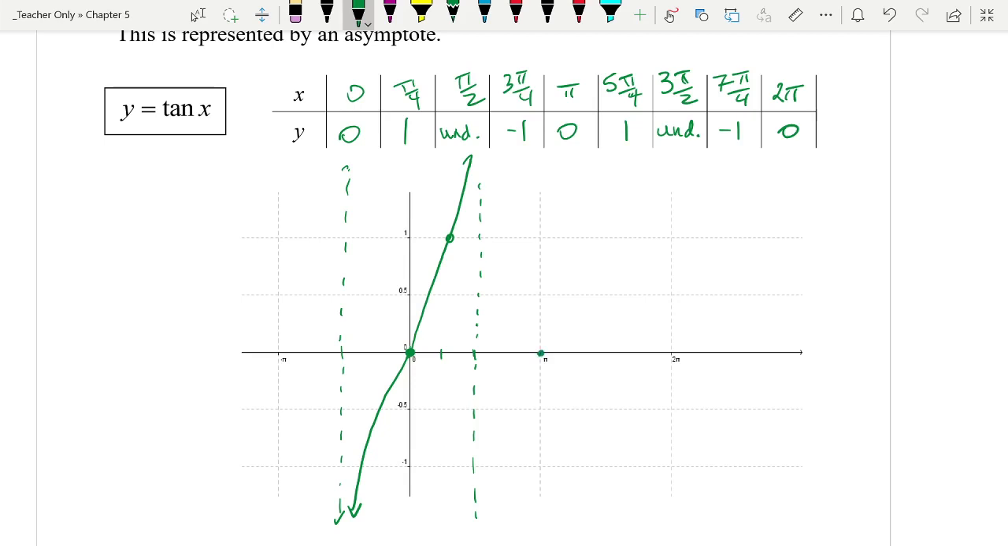This will be 0 again. And it heads towards 1 at pi by 4, and then it heads to infinity. And then another asymptote here, because at 3 pi by 2 we're undefined. And then again at pi by 4 we hit our 1, and that's the best one yet. That's pretty good. I like that curve.